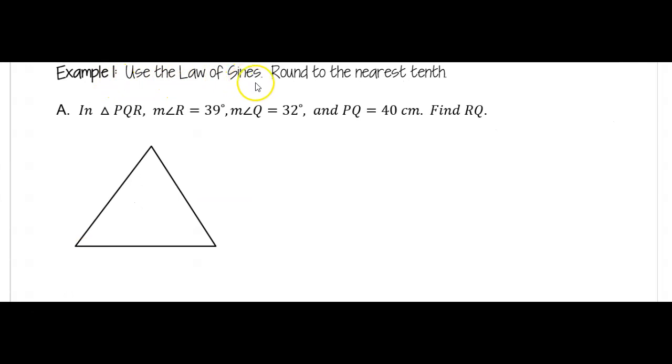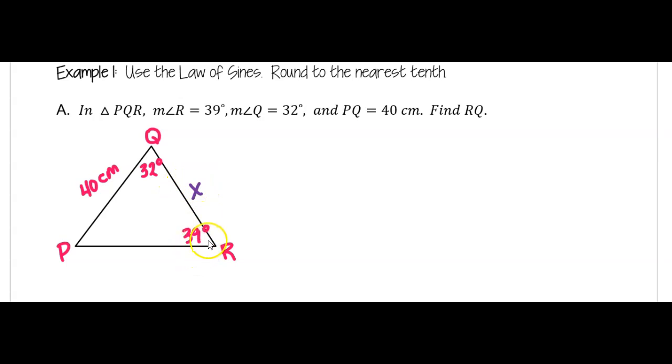Example 1 says, use the law of sines, round to the nearest tenth. In triangle PQR, the measure of angle R is 39 degrees. The measure of angle Q is 32 degrees. And PQ, that length, is 40 centimeters. So your first step is to make the picture and label the angles and sides that you know. And then they're asking us to find RQ. So RQ would be this length right here, so we'll just call that X.